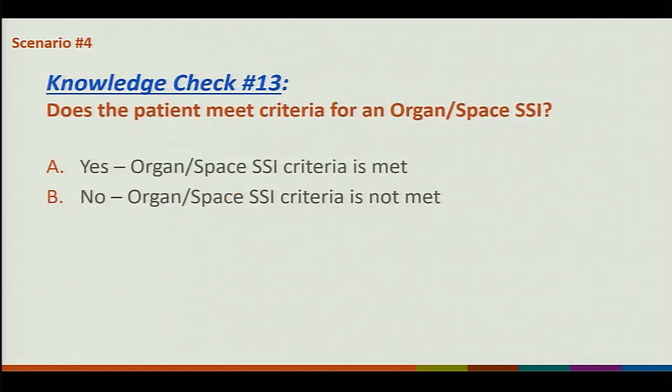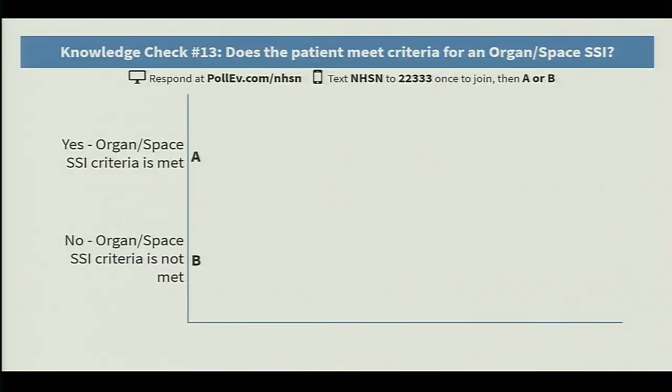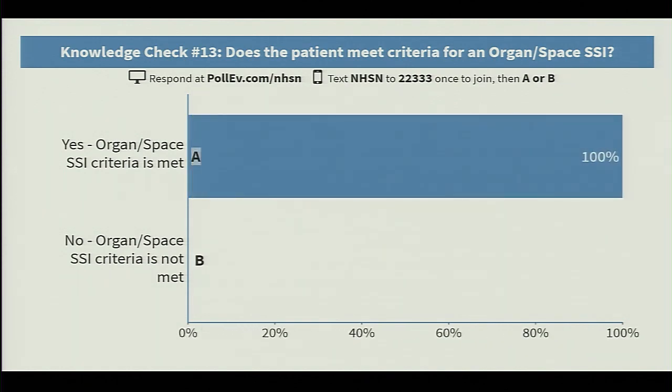Now, does the patient meet criteria for an organ space SSI? Yes or no? And the key here is really chapter 17, right? Because your organ space SSI definitions are in chapter 17. It's following a HYST procedure. What kind of organ space SSI events can be assigned to a HYST procedure?